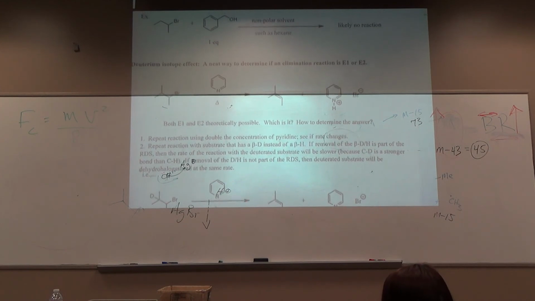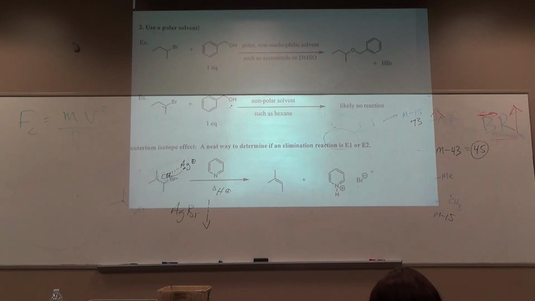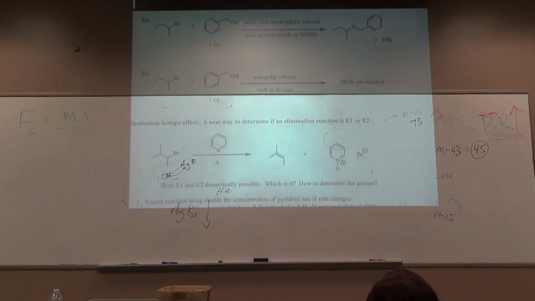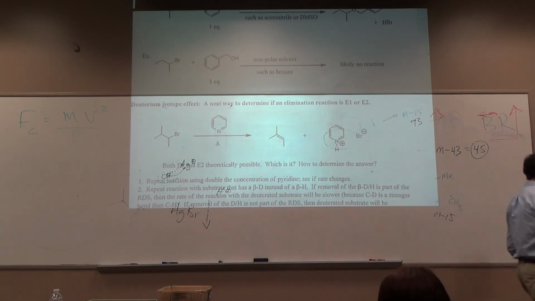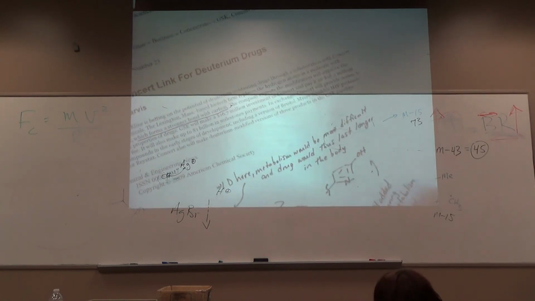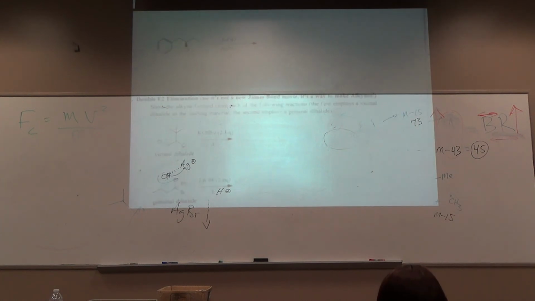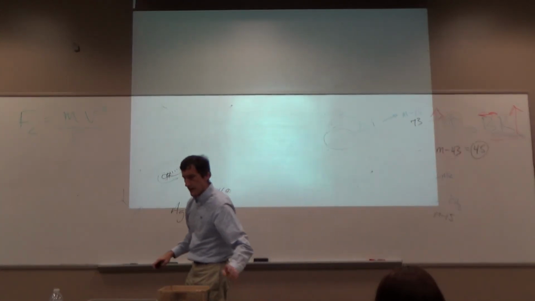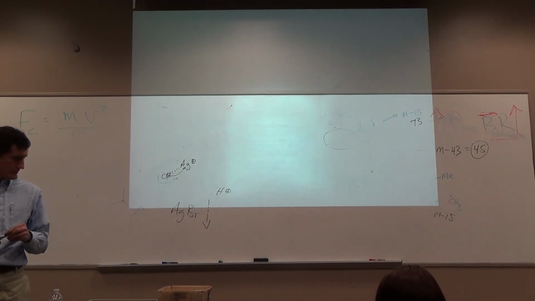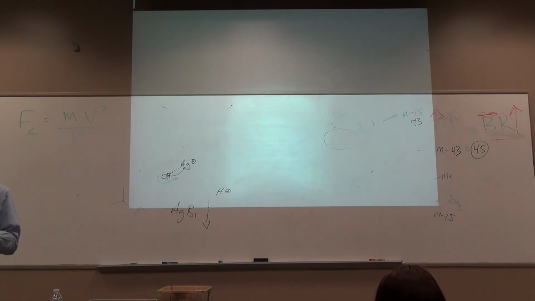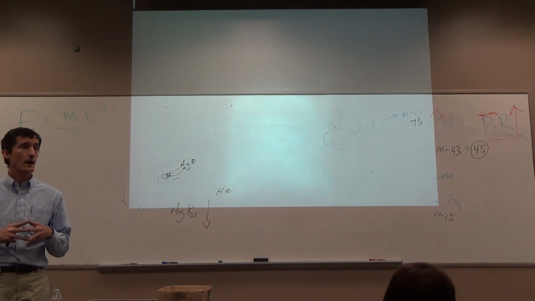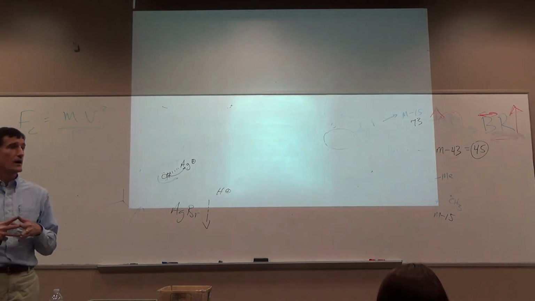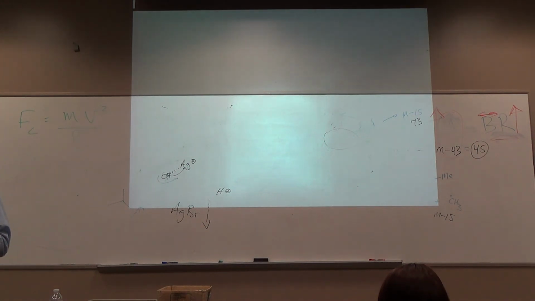With the time we have left, let's see what we have here. We'll mention solvents. We'll mention deuterium isotope effect. Please look at that. There are also some questions here on the back. Please do those. And on Thursday, we will finish up this handout, and we'll likely start the UV-Vis handout, which I sent by email yesterday. We'll see if there are any questions about substitution, elimination, et cetera. Before we dismiss, any questions? We've got a couple minutes.